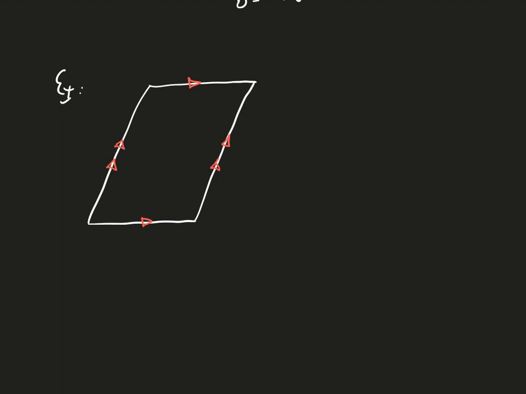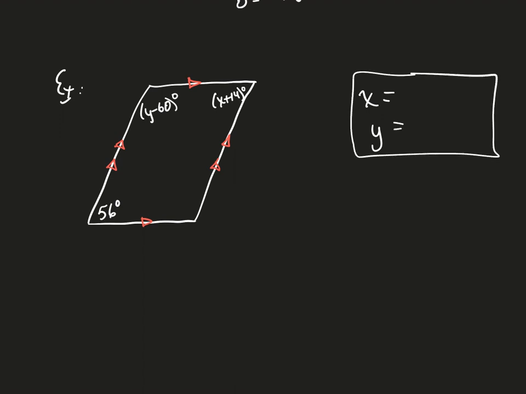Parallel sides. And then on this one, I'm going to tell you that this angle is y minus 60 degrees. This one is x plus 14 degrees. This one down here is 56 degrees. Okay? And what I'm going to do this time is ask you to find just a couple of values. This time I'm only going to ask you to find x and y. Can you find the values for x and y?